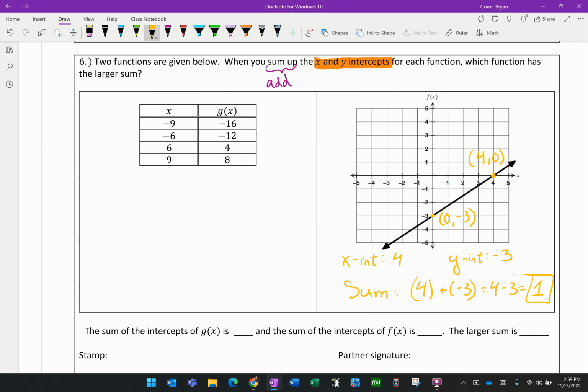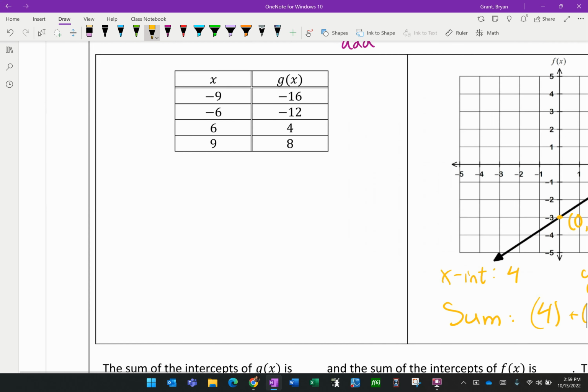Let's go ahead and tackle the table, the big kahuna. First things first, let's find our slope. Slope-wise, we'll pick 2 points pretty close together. I'll just stick with the positives here, right? We can see that we have, and we'll just maybe use our table like this.